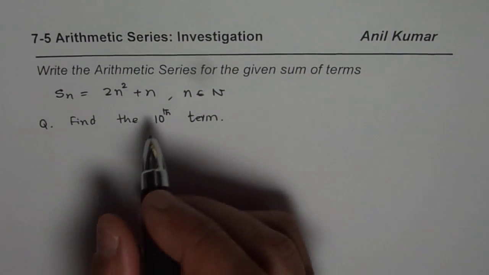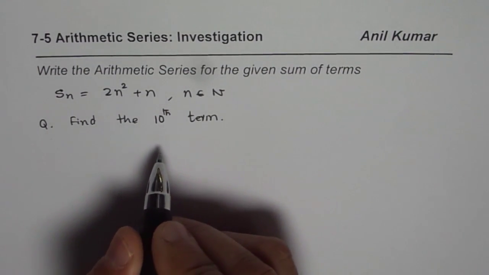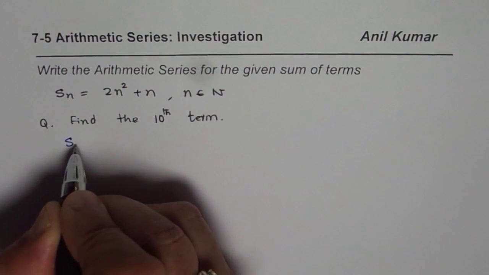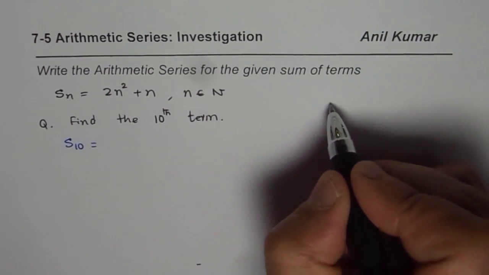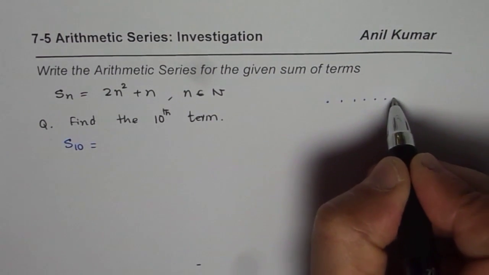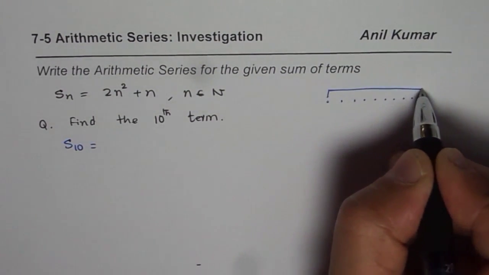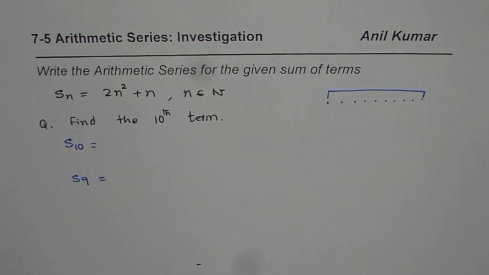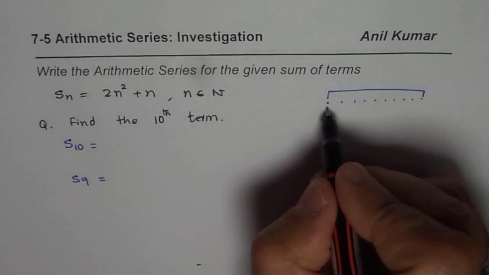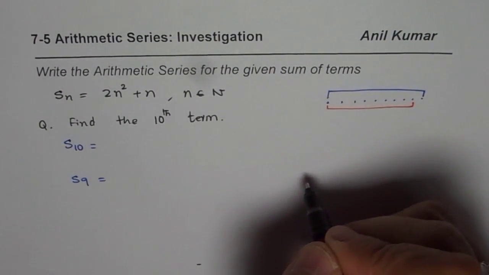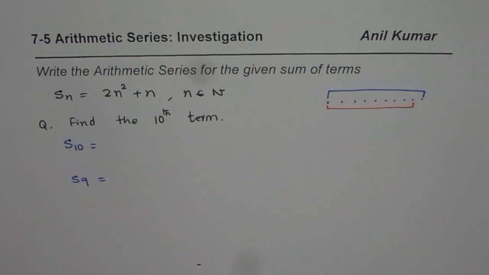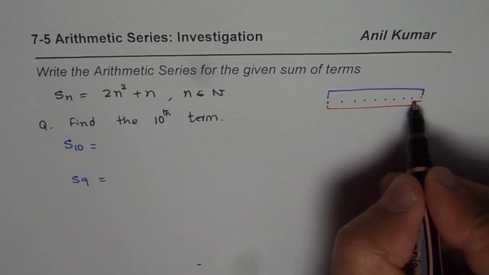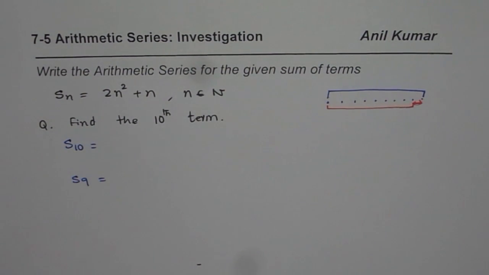Well, the trick here is that to find the 10th term, we find the sum of 10 terms, that is from 1, 2, 3, 4, 5, 6, 7, 8, 9, 10, and then we find the sum of 9 terms. You got it, right? This particular difference will help you find the 10th term. Do you get the idea? That is the whole idea of this video.